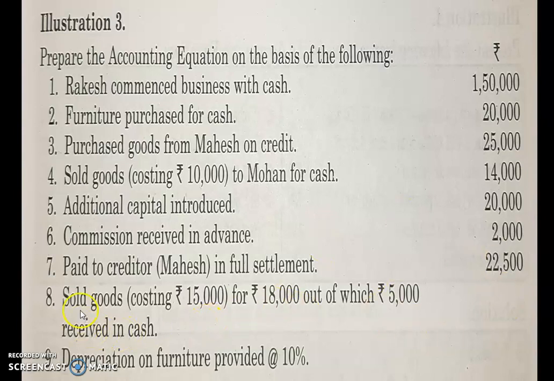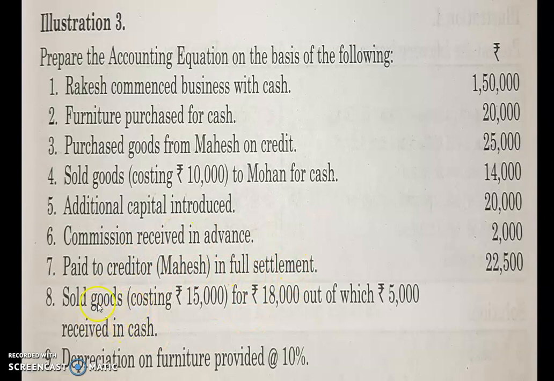Next is sold goods costing rupees 15,000 for rupees 18,000, out of which 5,000 received in cash. So you have sold goods. The value of the goods is 15,000. So your goods have decreased by 15,000, but you have sold those goods for 18,000. But out of that 18,000 he has given you 5,000. The rest, 13,000, he has not given you. For 13,000 he is your debtor.